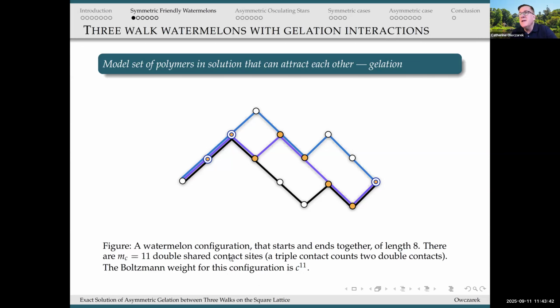To make that clear, when you have a triple coalescence of the 3 walkers, that gives you 2 double contacts, so contact between the middle walker and the bottom walker and between the middle walker and the top walker. So this configuration has a Boltzmann weight of c to the 11, where c is the Boltzmann weight for just a single contact between 2 walks.